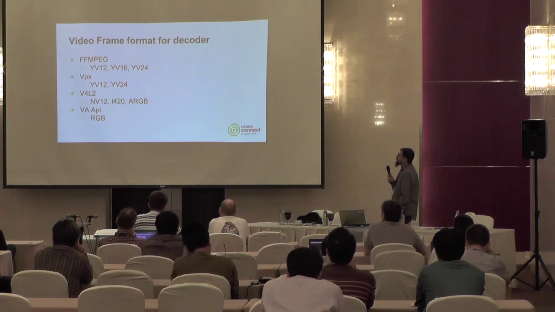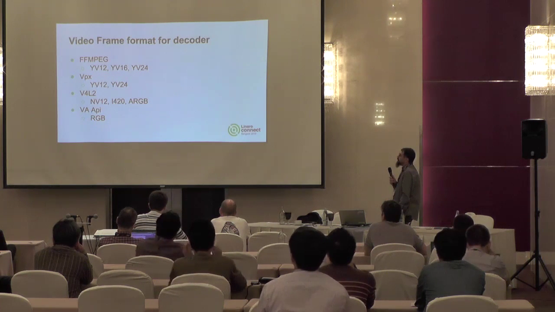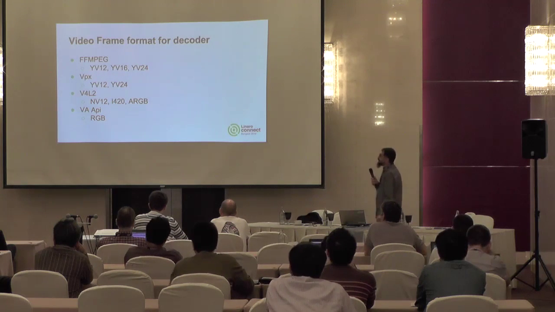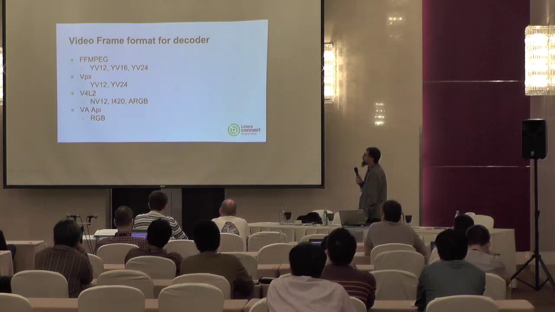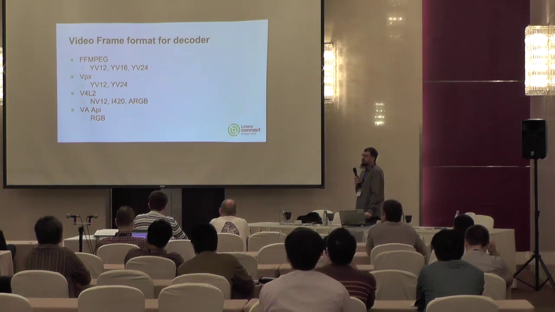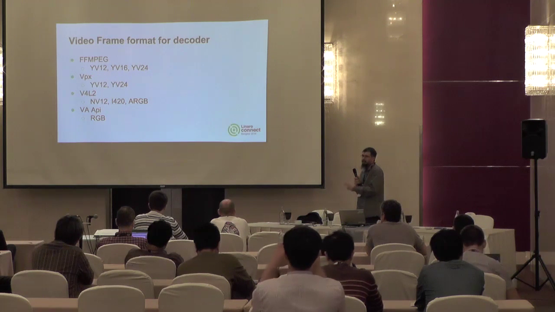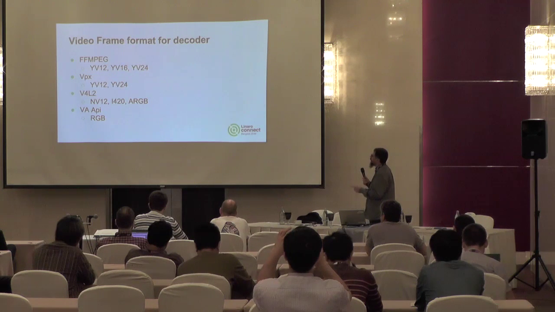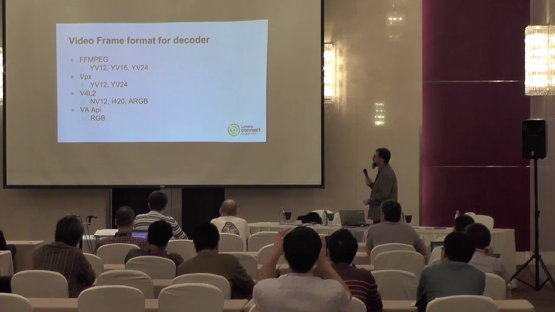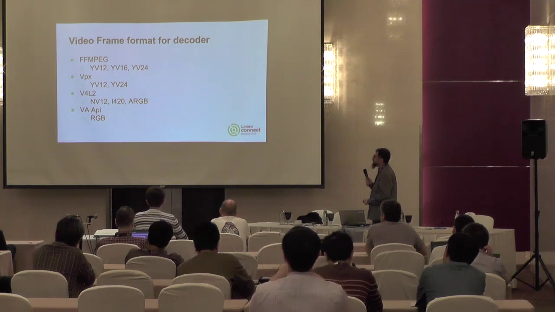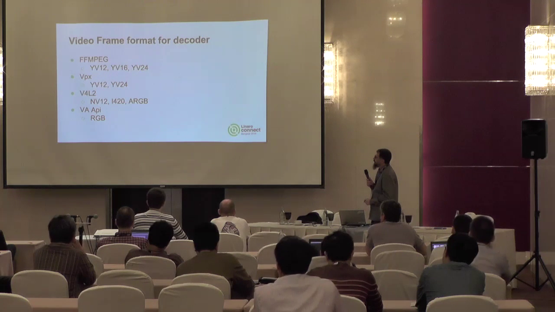Now a little status of the video formats available for each video decoder. FFmpeg is mainly using YUV format, but we have some transformation with a GPU scale shader to transform at least to RGBA format. VPX always uses a YUV format. Video for Linux is using NV12, interlaced 420, and ARGB.